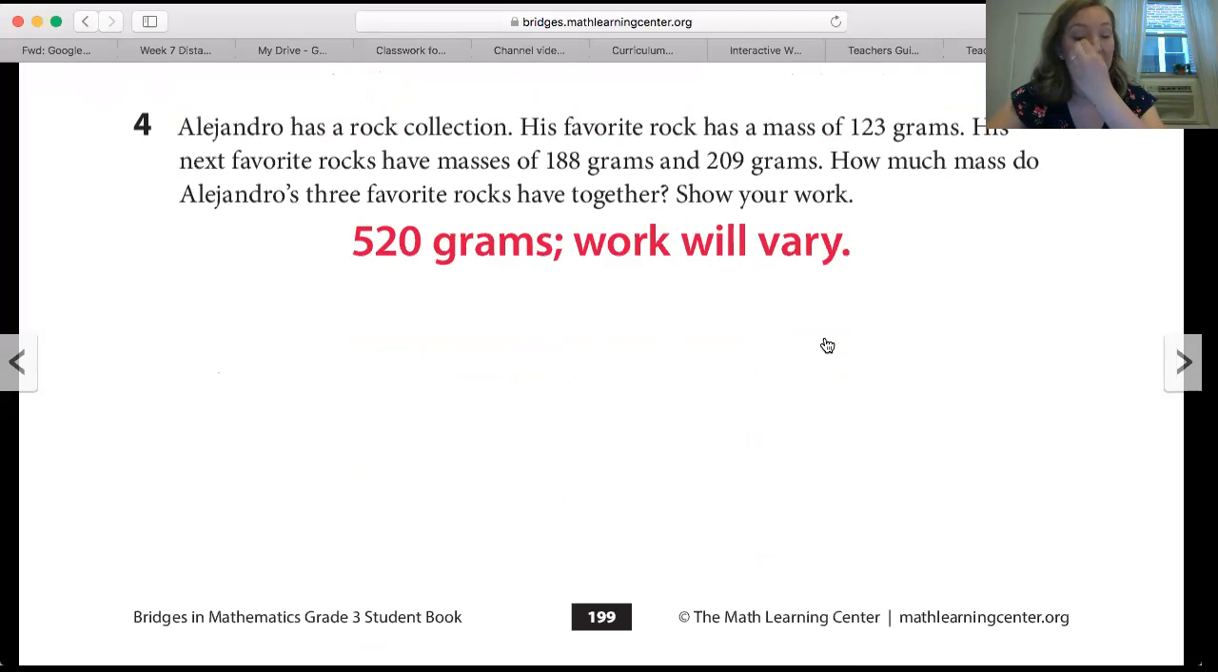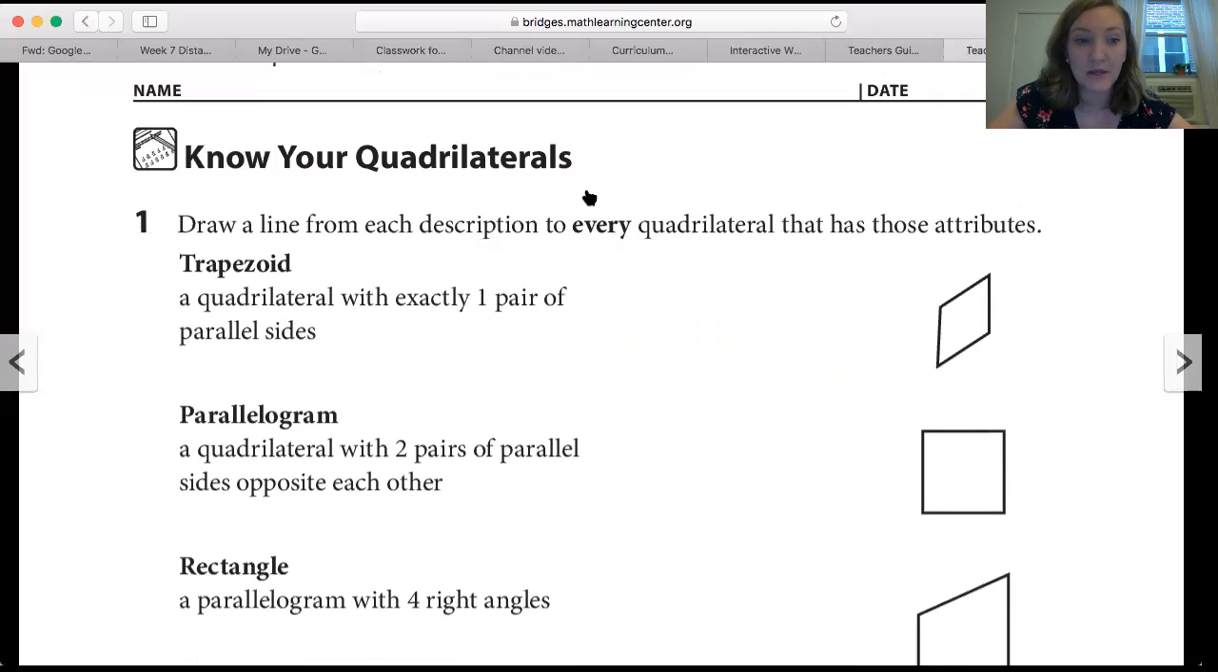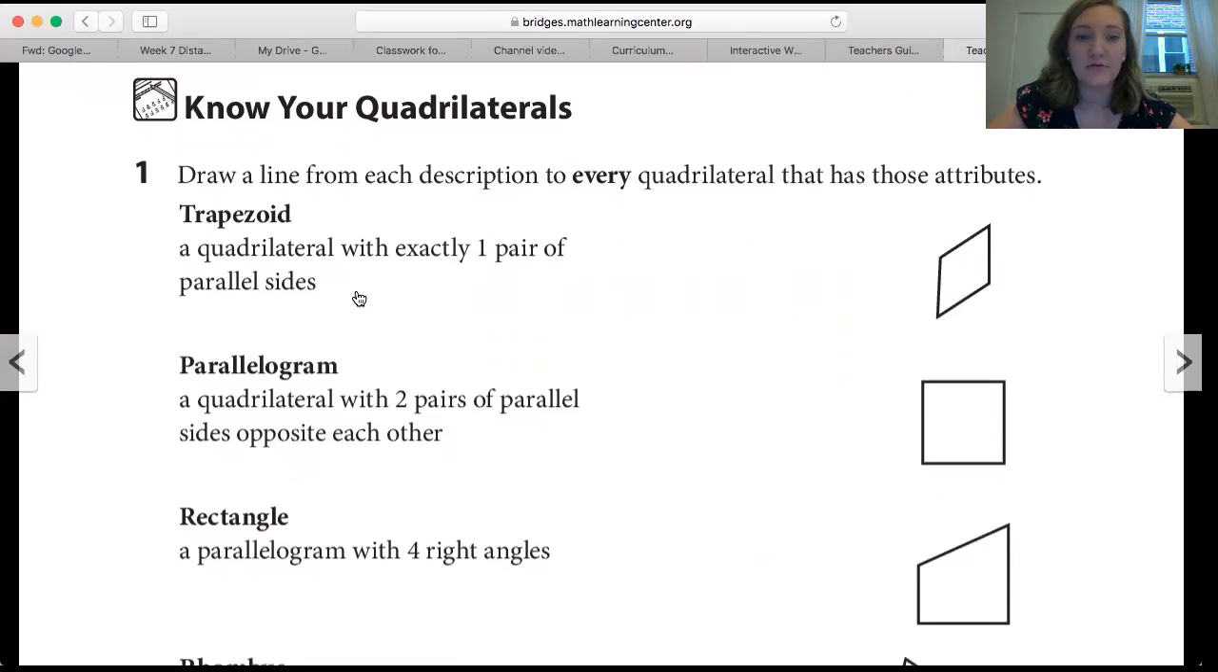And we're going to move on to page 200. Pause the video if you need more time to finish that word problem, okay? Page 200, know your quadrilaterals. We're going to draw a line from each description to every quadrilateral that has those attributes. So we're going to start with a trapezoid. Quadrilateral with exactly one pair of parallel sides.